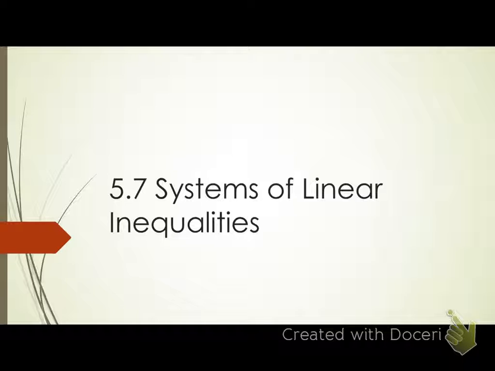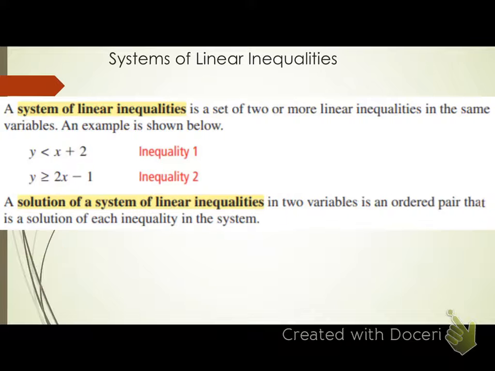So let's go ahead and get into our notes for today. Systems of linear inequalities. So we've talked about systems of equations, correct? Now we're going to talk about systems of inequalities. It's very similar to a system of equations. A system of linear inequalities is just a set of 2 or more inequalities in the same variables. An example is shown below. A system of equations was 2 or more equations in the same variable. A system of inequalities is a set of 2 or more inequalities in the same variable.